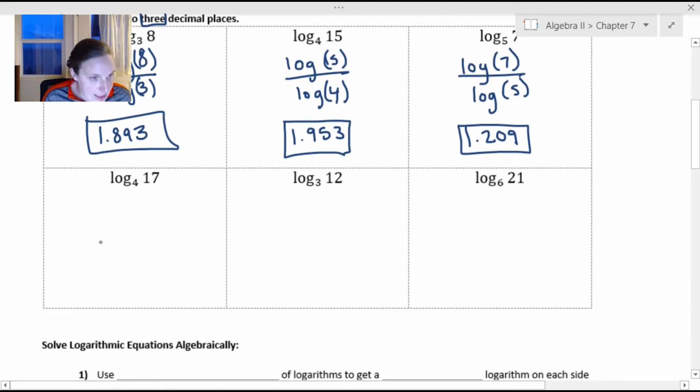This one is log 17 divided by log 4. The 4 is on the bottom. It's 2.044.